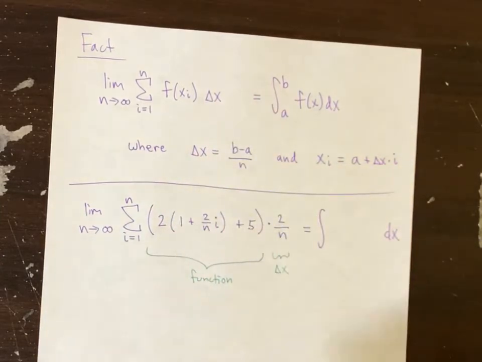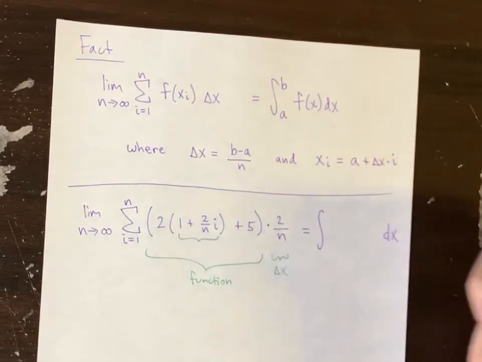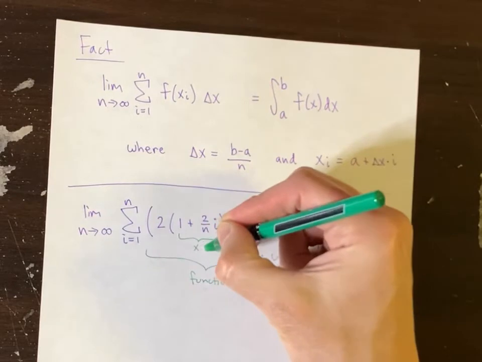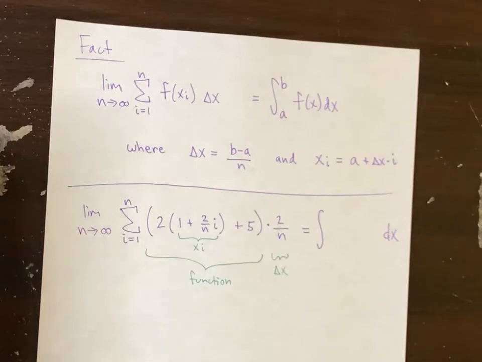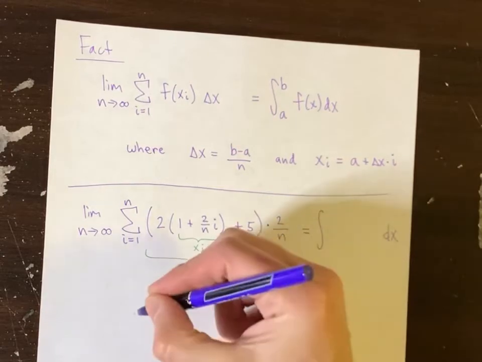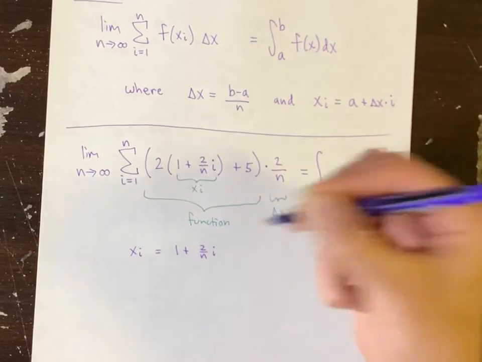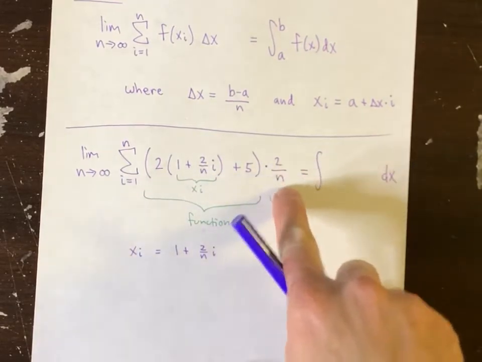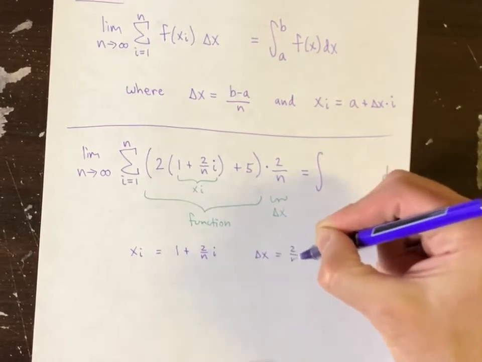Now, even more than that, the x sub i is the quantity that's being plugged into your function. So if this is your function here, it really does look like the stuff being inputted is that there. So that plays the role of x sub i. So we can create some assignments. We can say that there has to equal x sub i, so x sub i equals 1 plus 2 over n times i. Also, 2 over n has to equal delta x. So delta x has to equal 2 over n.